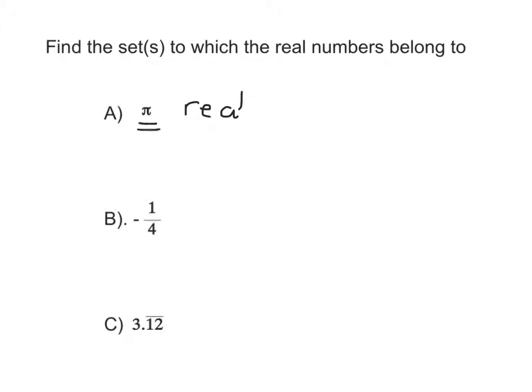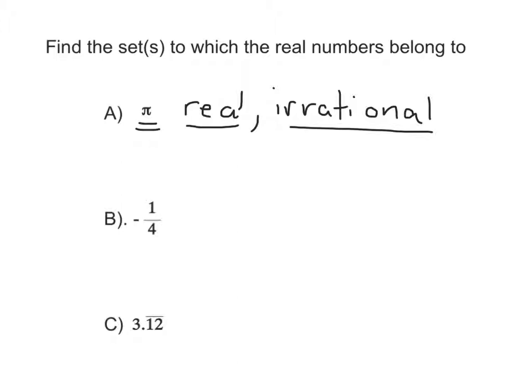Now, pi. Pi is a special number. It goes on forever, so it does not terminate, and there are no repeating decimals in pi. Since it does not terminate and the decimal does not repeat, that makes it an irrational number. Now remember, if it's irrational, the only thing that can go with it is real.